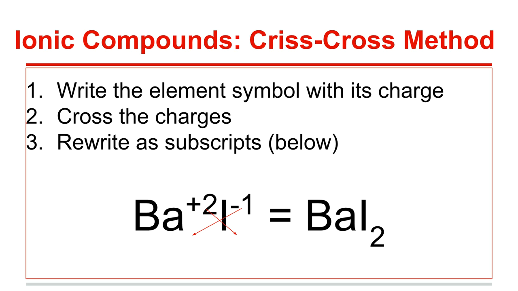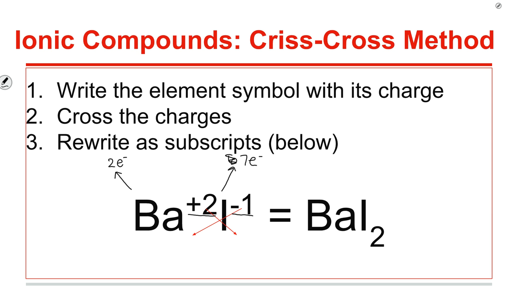So first we have barium. Barium is in group 2, so it has 2 valence electrons. It is going to lose those 2 electrons, and when you lose negative electrons, you become positive. That is where our positive 2 charge came from. So it's barium plus 2. Iodine has 7 valence electrons. So it wants to gain 1 electron to get 8. When you gain a negative electron, you become negative. That is where our negative 1 comes from.